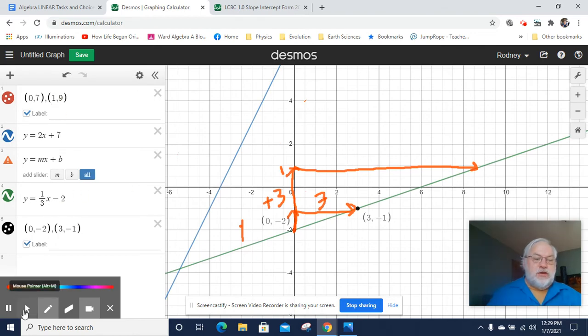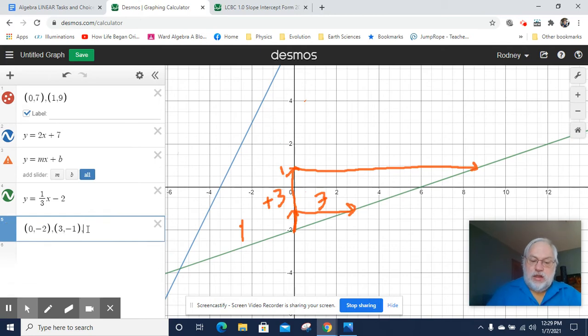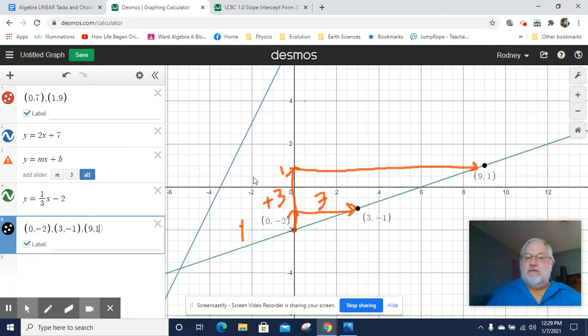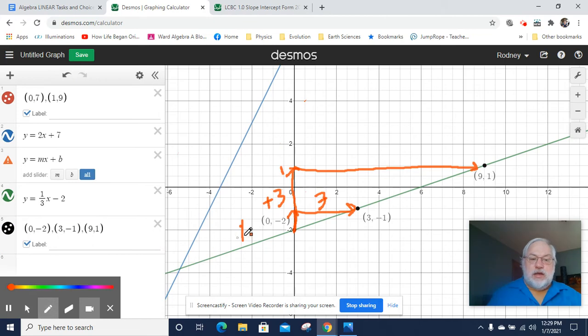So let's see if that actually is on the line. 9, comma, 1. And in fact, it is. There it is. 9, 1 is on the line. I could work backwards with this as well. I could take 1 over 3 and turn that into -2 over -6, for example.